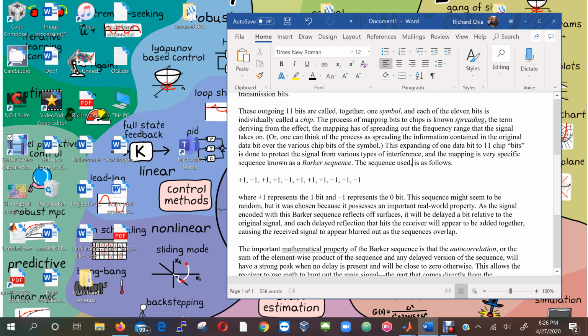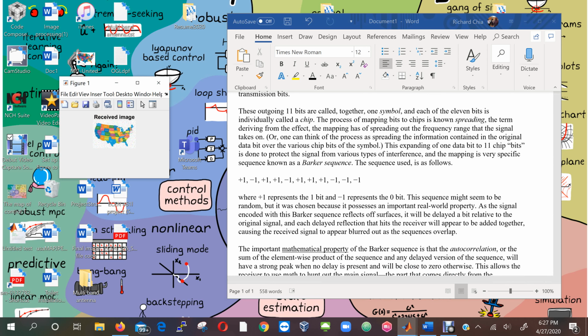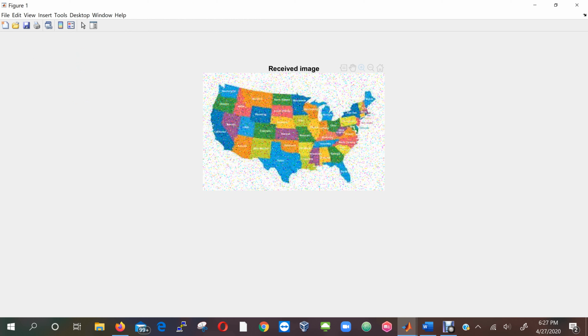As the signal encoded with this Barker sequence reflects off surfaces, it will be delayed a bit relative to the original signal. Each delayed reflection that hits the receiver will appear to be added together, causing the received signal to appear blurred out as the sequences overlap. As we can see in this processed image, it looks very blurry. Let me see if I can enlarge it. The received image looks very blurry because information is added to it before it's transmitted.